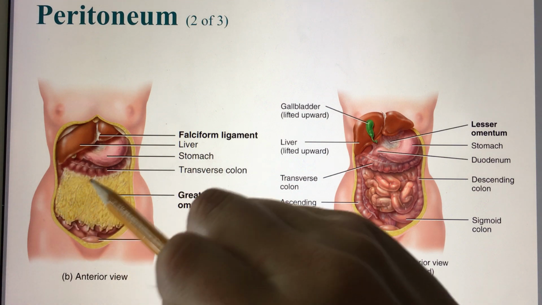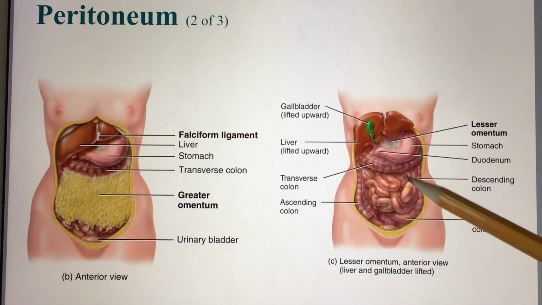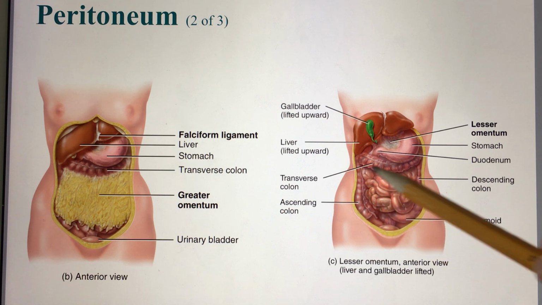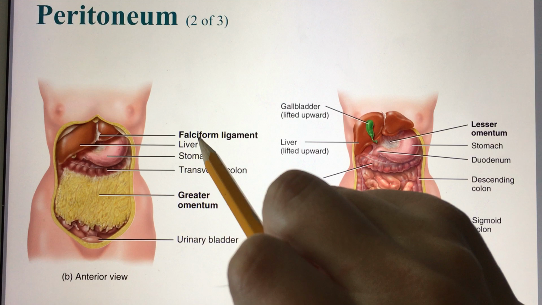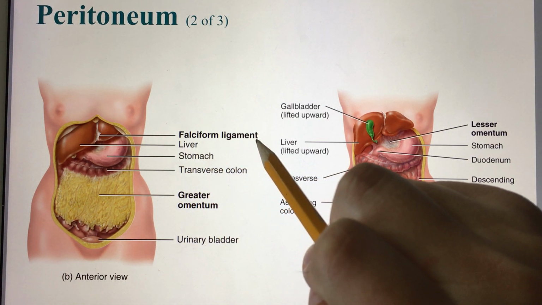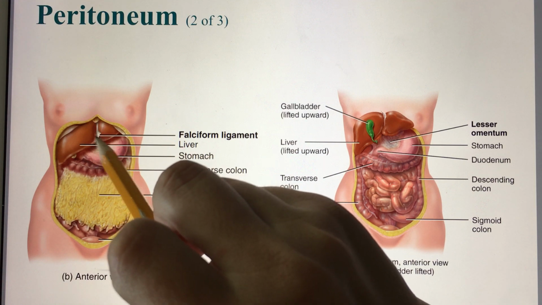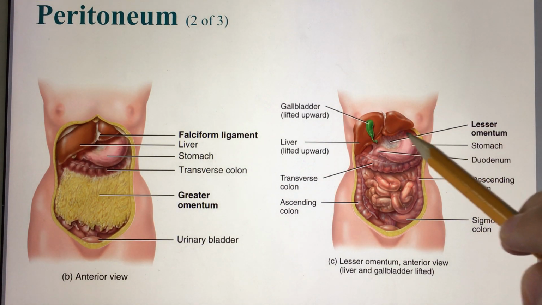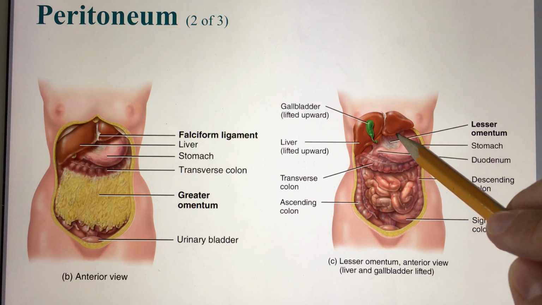It's got lots of adipose tissue in it, lots of fat, and this is what it looks like if the greater omentum is lifted. So it covers all of these, the small intestine, the ascending and the descending colon right here. Falciform ligament is the part that we didn't see in the previous picture. It's a part of the peritoneum right here, connecting the two lobes of liver. This is the falciform ligament. The lesser omentum is the part that connects the liver to the stomach.